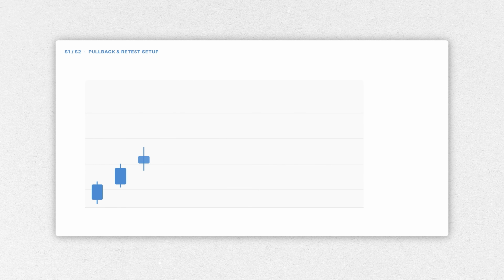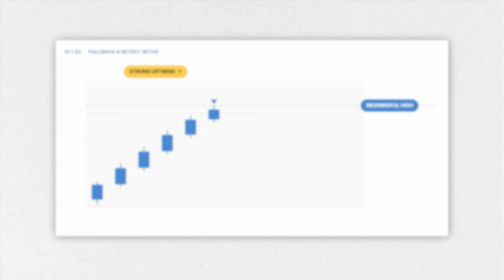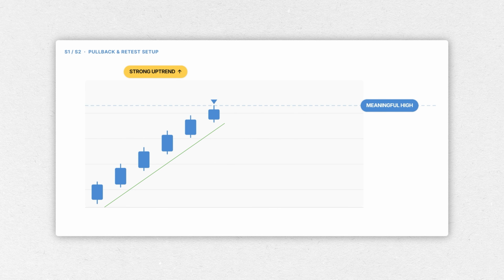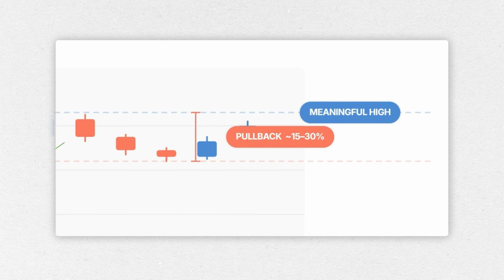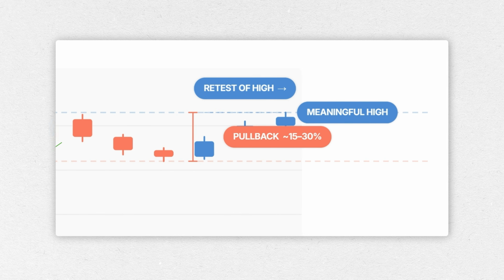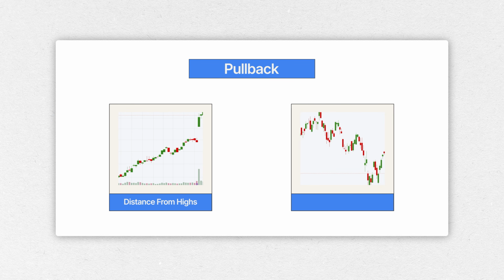Okay, that reminds me of the second possible setup in S1 or S2. Now, this segment is relevant only for S1 and S2, especially on days when you get a strong trend that lasts for close to an hour. After making a meaningful high, the market will often see a pullback of roughly 15 to 30% of the range. That pullback can be tracked using indicators such as distance from high or distance from low. From there, the market often attempts a retest of the high or low that was already made.